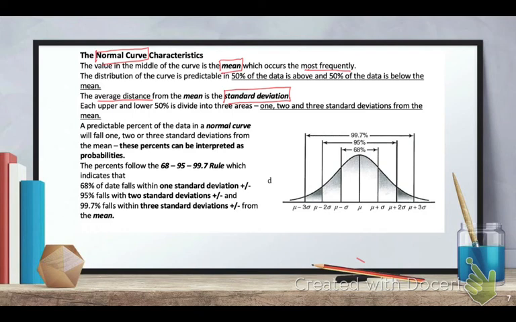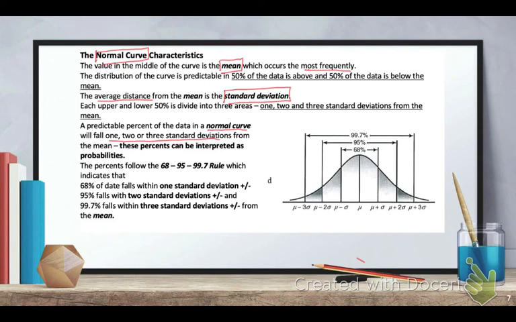Each upper and lower 50% is divided into 3 areas, and you can see that in the normal curve just below and to the right. So 1, 2, and 3 standard deviations from the mean in either direction. A predictable percent of the data in a normal curve will fall between those 3 standard deviations above and 3 below. These percents can be interpreted as probabilities.